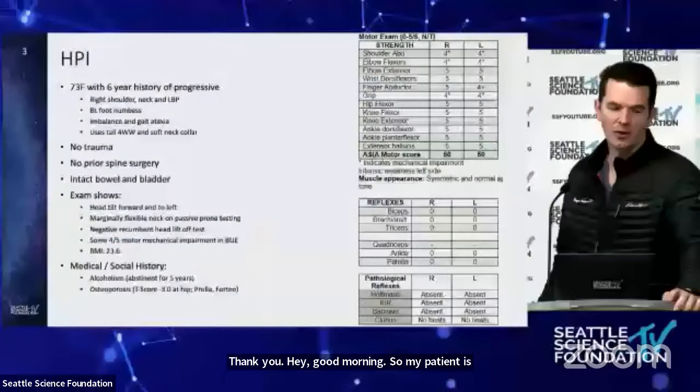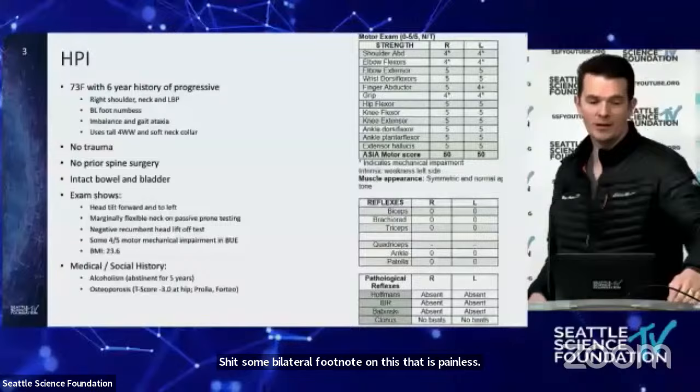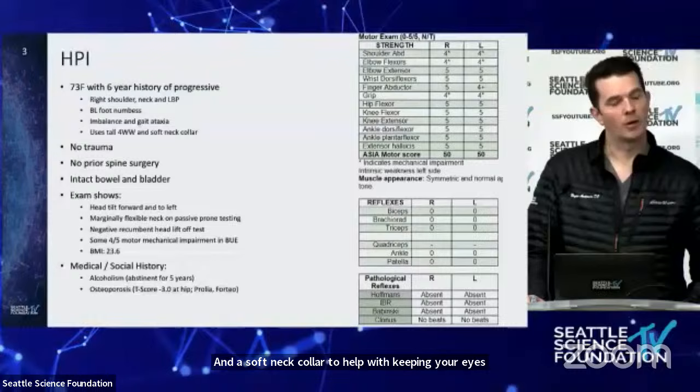So my patient is a 73-year-old female. She has a 6-year history of progressive shoulder pain, neck pain, and low back pain. She has some bilateral foot numbness that is painless. She has imbalance and gait ataxia, and she uses a tall four-wheeled walker and a soft neck collar to help with keeping her eyes level. No history of trauma, no history of spine surgery. She has normal bowel and bladder function.